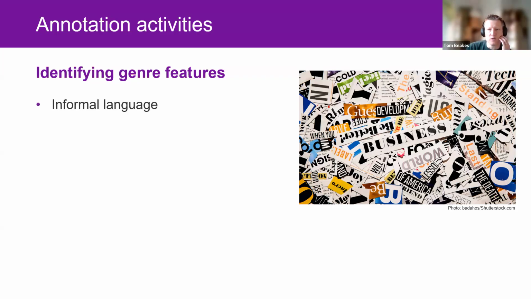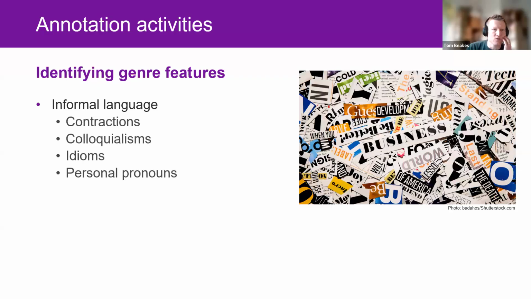And you could ask them to work in groups to identify examples of informal language. That might include things like contractions, can't, won't, don't, but also things like wanna or gonna, which you sometimes see written down in informal contexts as well. Colloquialisms and slang, idiomatic language, and personal pronouns. So simple words like I and you are more common in informal language texts because they're speaking directly to the reader than in more formal contexts usually.